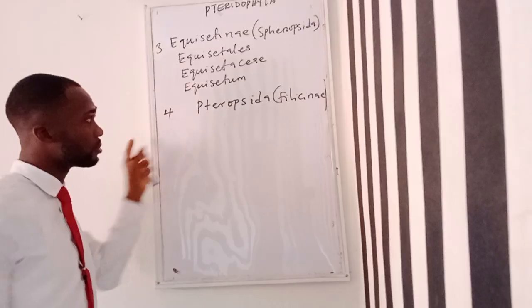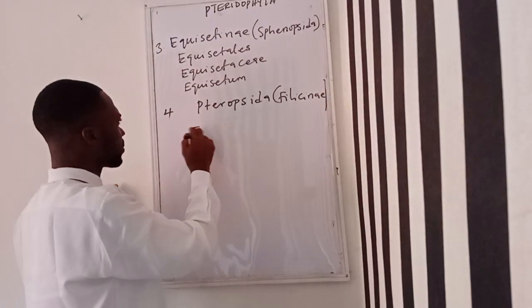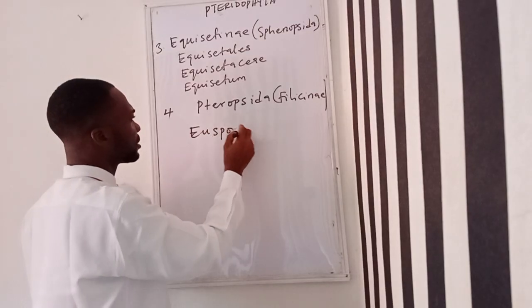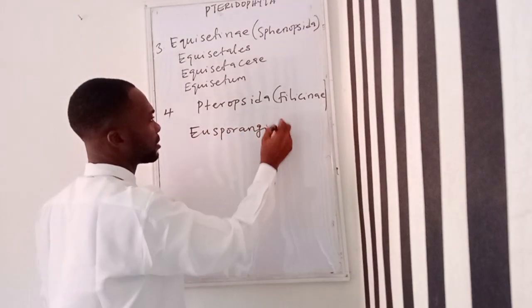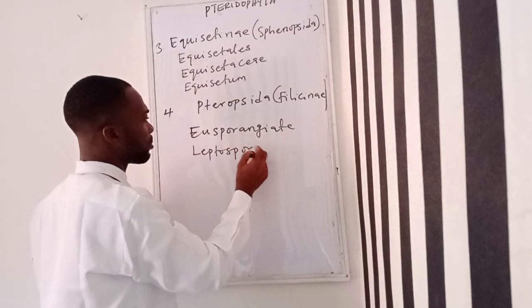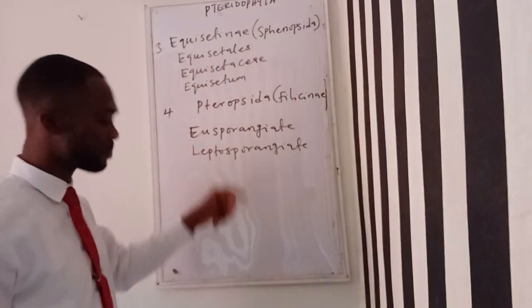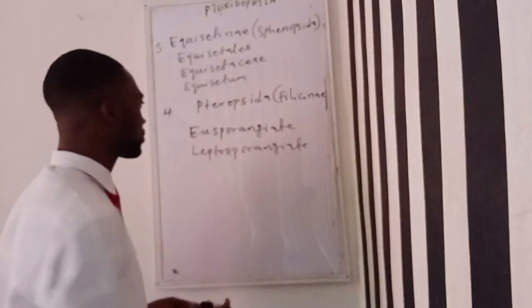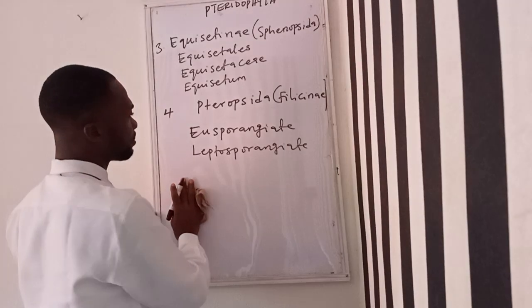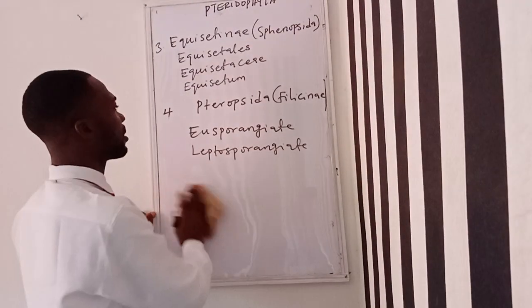So this most advanced group has two different subclasses. We'll have the first one, which is called the Eusporangiate, and we'll have the one they call the Leptosporangiate. So let's quickly look at the Eusporangiate and the Leptosporangiate. Now, the Eusporangiate is more primitive, while the Leptosporangiate is more advanced. So let's quickly look at them.